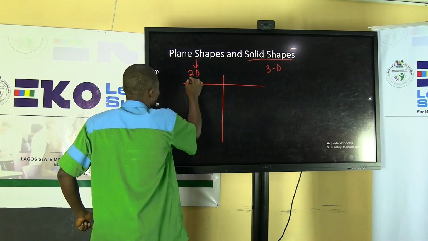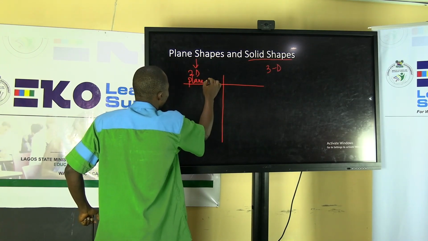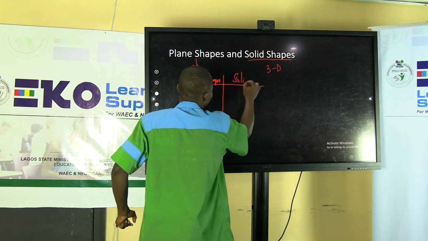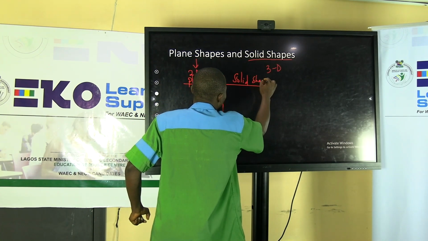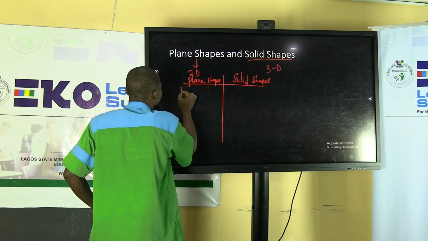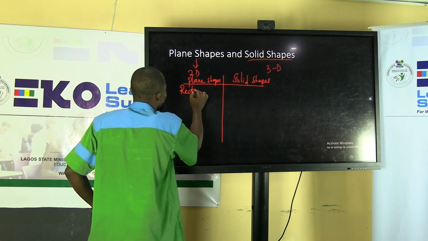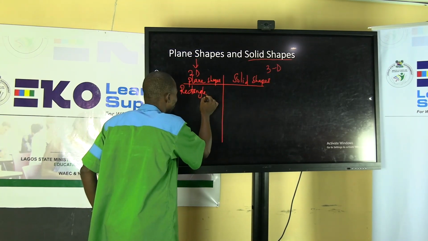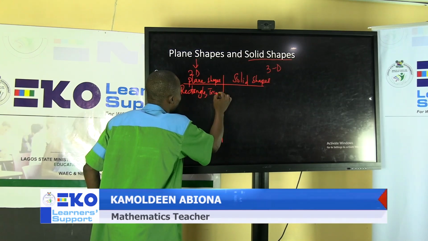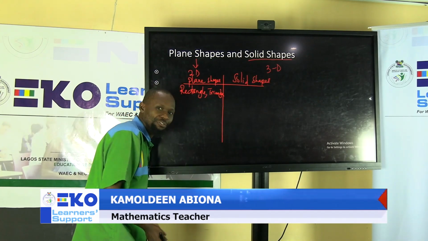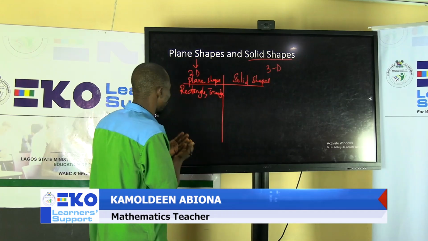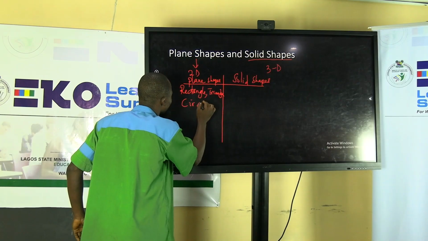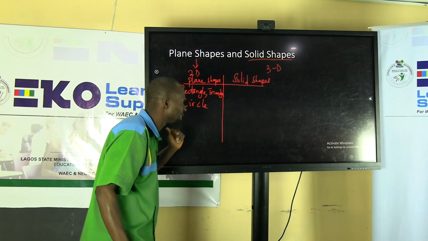So what are the examples for plane shape? Let's say we have plane shapes here and we have solid shapes here. So we can see rectangle here. Yes. Which other one? We can talk of our triangle. In fact, all our polygons, quadrilaterals, they also fall here. So you talk of circle. You can also find it here.